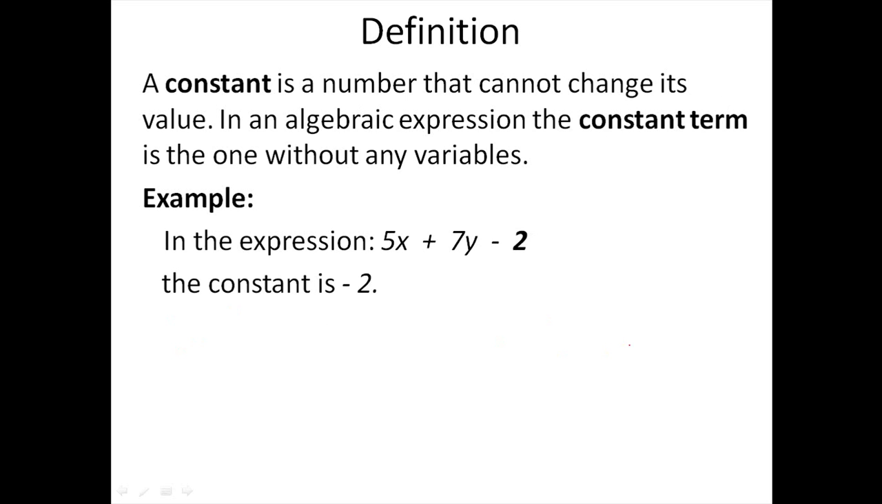A constant is a number that cannot change its value. Okay? In an algebraic expression, the constant term is the one without any variable. So if there is no variable attached to the number, then it's a constant. Okay? So we've seen these examples in previous cases also, but here I have an algebraic expression 5x plus 7y minus 2. Okay? 5 is the coefficient of x, 7 is the coefficient of y, but here minus 2 is not multiplied to any variable, it's by itself. So that is the constant term of the algebraic expression.